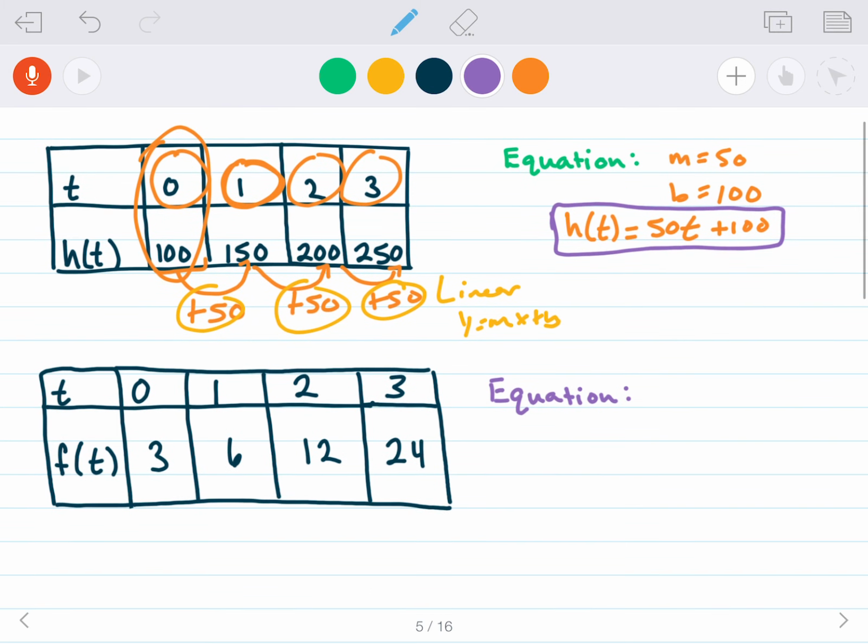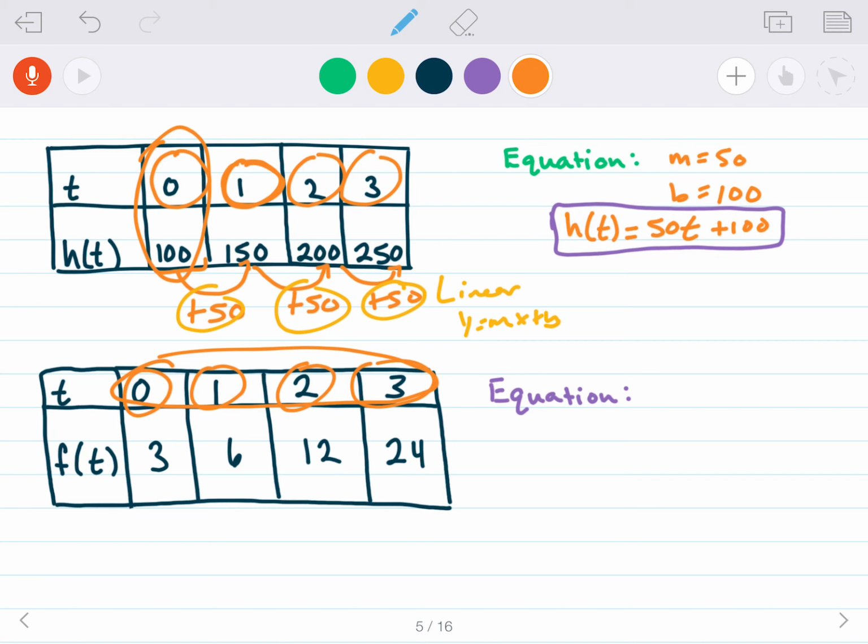Now let's take a look at the other table. So this time, again, this is nice because we're just going up by 1. And if you're not going up by 1, you might not want to use this trick to compare to see whether it's linear or exponential, because the idea that we're using is slope change per 1 unit of time. Okay, so it's important that these are 1 unit apart to use this trick, okay? And that is how they are here.